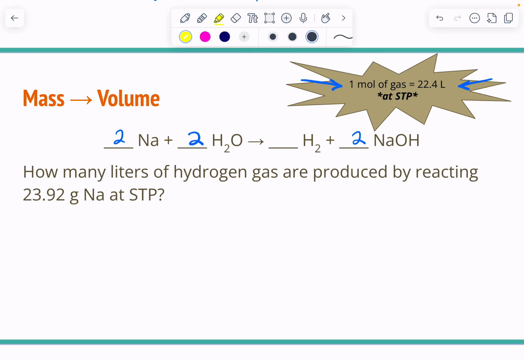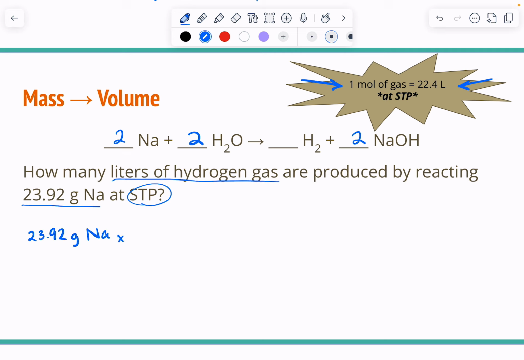And we're being asked to find how many liters of hydrogen gas are going to be produced if we're reacting 23.92 grams of sodium. And notice it says we're at STP, so that means we can use that 22.4 liters of gas conversion factor. If we were not at STP, we couldn't use that, but we are. So 23.92 grams of sodium.